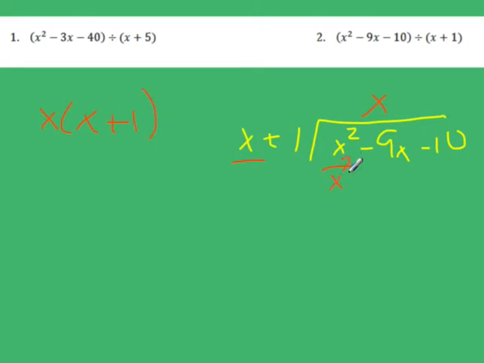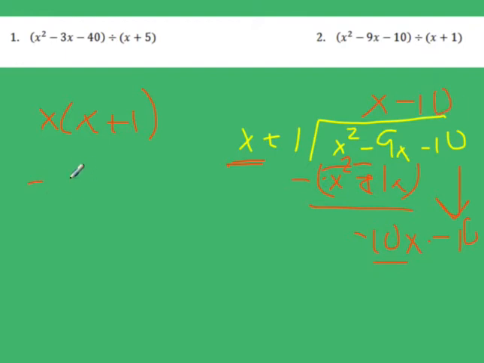So I end up getting x squared plus 1x. And again, that's being subtracted, so I need to change the signs of everything. X squared minus x squared cancels out. Negative 9 minus 1 is negative 10x. And then we're going to go ahead and bring down the negative 10. So now I'm asking myself what I need to multiply x by to get negative 10x. And that's going to be negative 10.